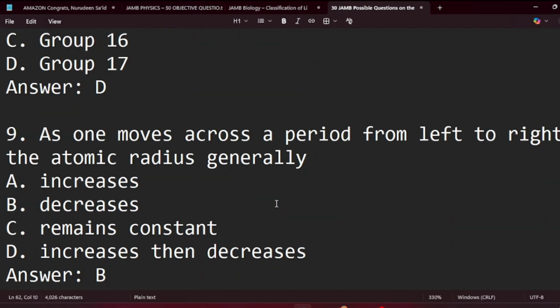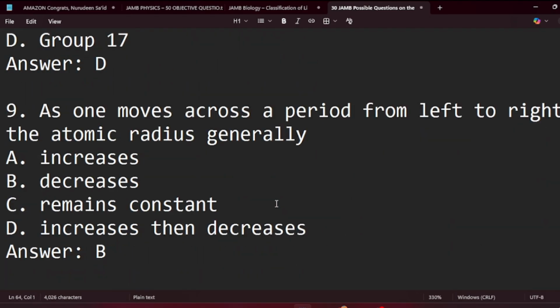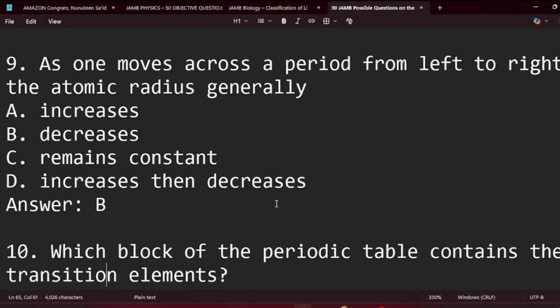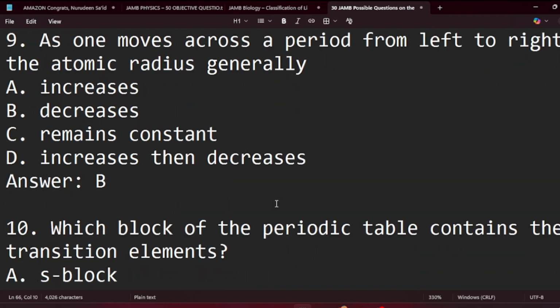Question number 9. As one moves across a period from left to right, the atomic radius generally A. increases, B. decreases, C. remains constant, D. increases then decreases. The answer is B, which is decreases.